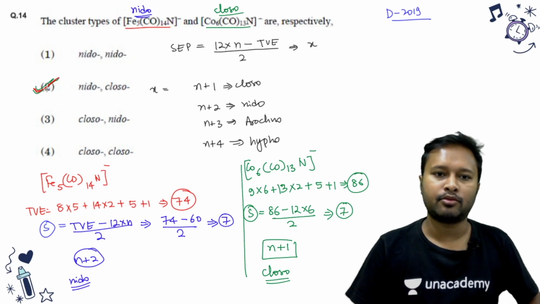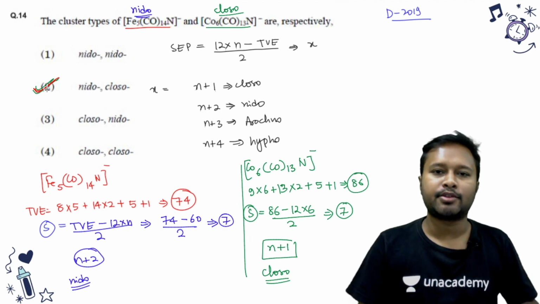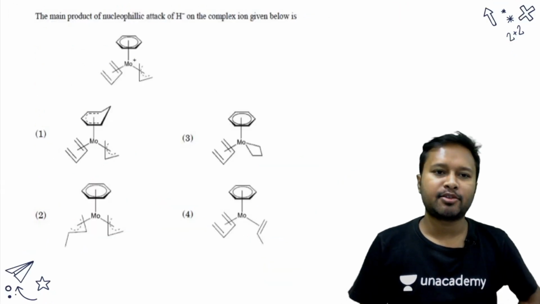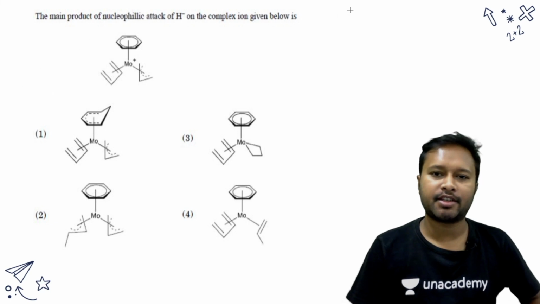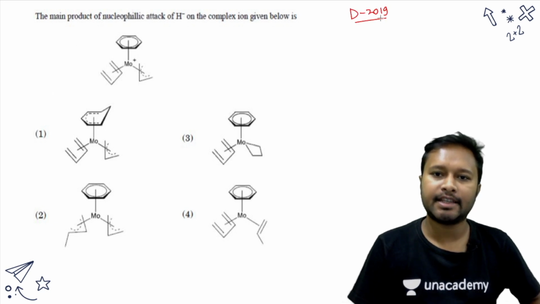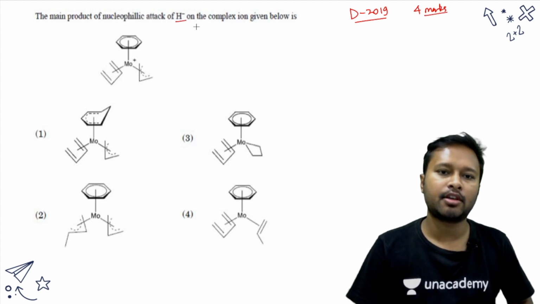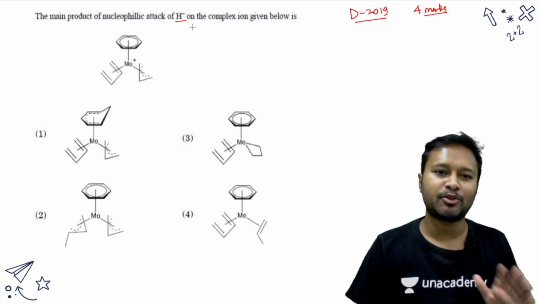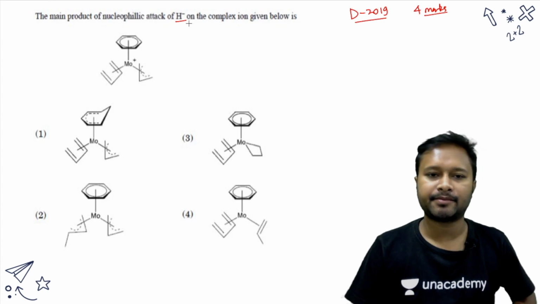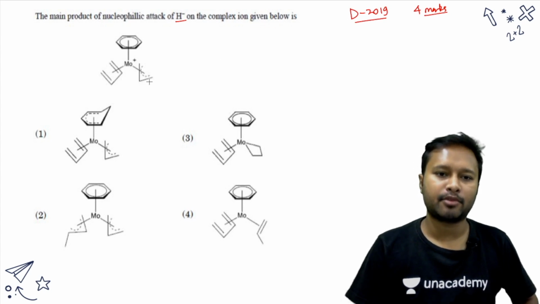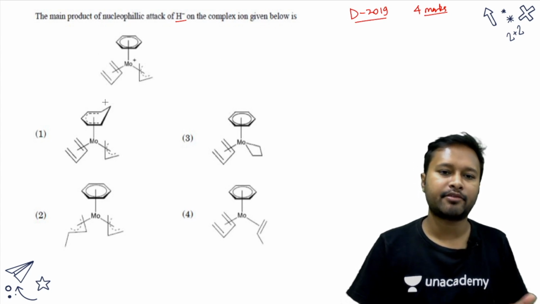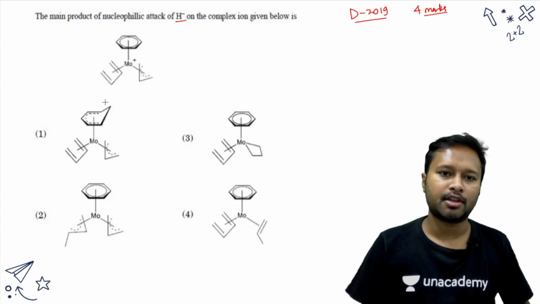This is the method to find out closo and nido for cluster complexes. Now let's do the next question. Alright guys, let's look at this particular question. This was again asked in CSIR December 2019, and it was a 4-marker question. The question says: the main product of the nucleophilic attack of hydride ion, H minus, on the complex ion given below. The ion was given to you and it asks which of the following is going to be the product.